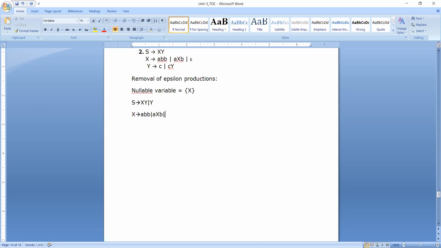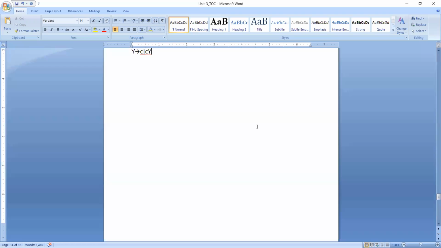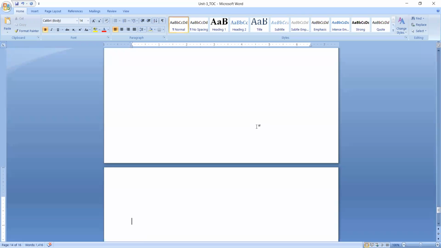a capital X small b, or. Now please check here also we have an X variable, meaning a nullable variable is available. This nullable variable has been repeated only one time, so we go for the removal of the first occurrence. Now we will get small a small b. Then what about the Y productions? The Y productions will be small c, or small c capital Y. Understand? So this is how we go for the removal of epsilon productions. Now if you want, we can work out one more example also.